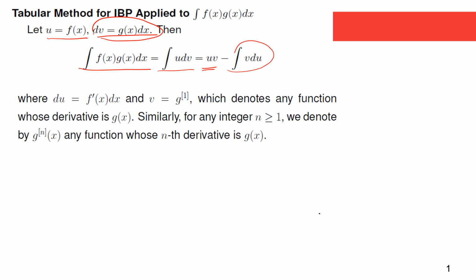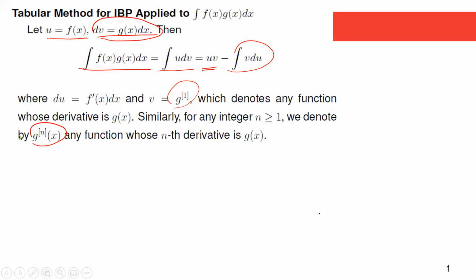So the choice for v is not unique, but for convenience, let's denote g1, where 1 is written as a superscript in brackets. Suppose g1 denotes any function whose derivative is g of x. In other words, g1 is just an antiderivative. Later, we're going to generalize this notation, so we're going to write gn to denote any function whose nth derivative is g of x, where n can be any positive integer.